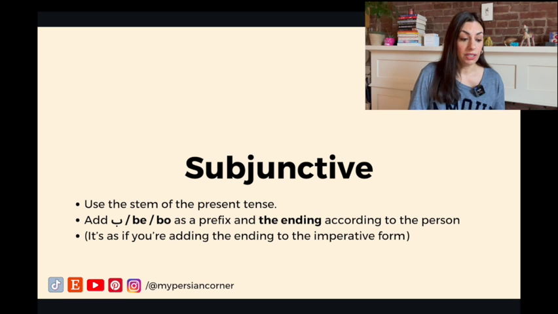To form the subjunctive, we're going to use the stem of the present tense, the root, and then add our prefix be or bo, as well as the ending according to the person. So let's look at an example of this.